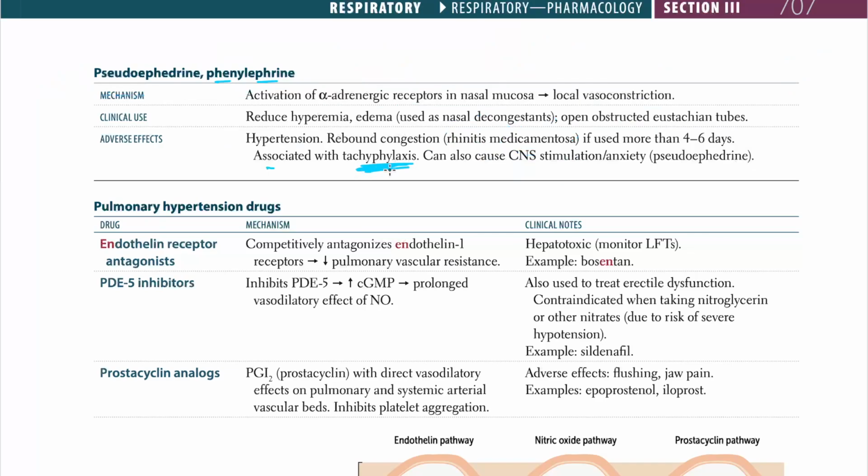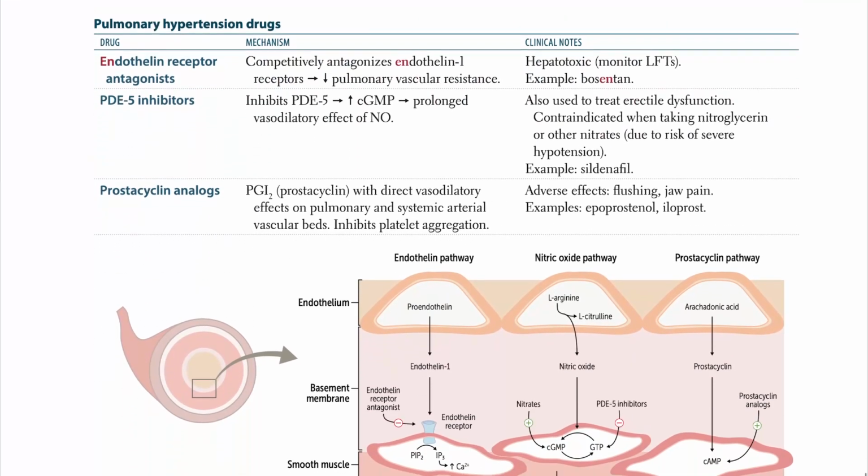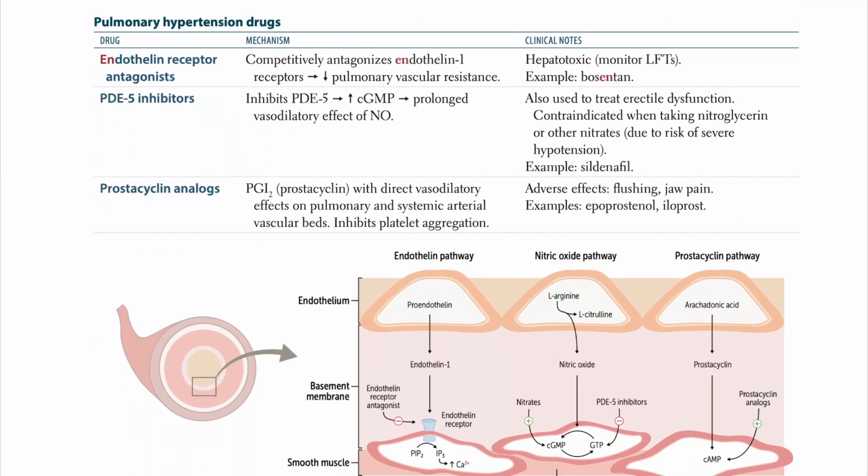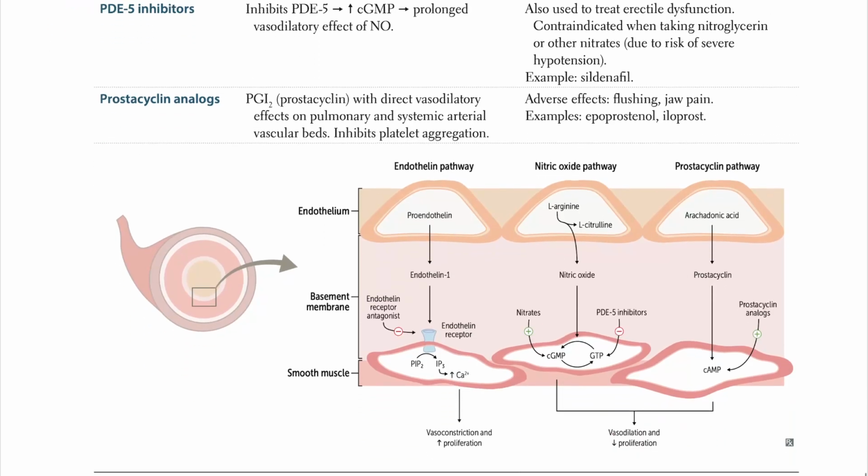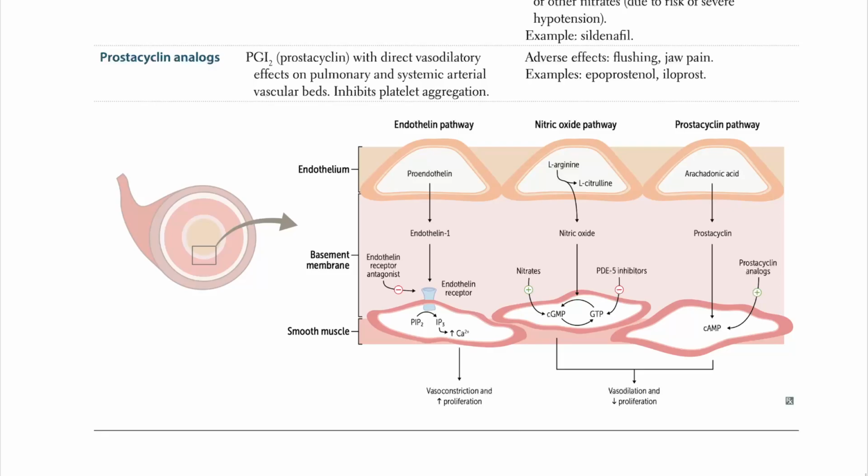It is associated with tachyphylaxis, the same thing, and can also cause CNS stimulation and anxiety. The next one is high yield. It's called pulmonary hypertension drugs. So the first drug is the endothelin receptor antagonist. If you recall, let's actually recall right here. What was endothelin doing? Well, endothelin was causing vasoconstriction.